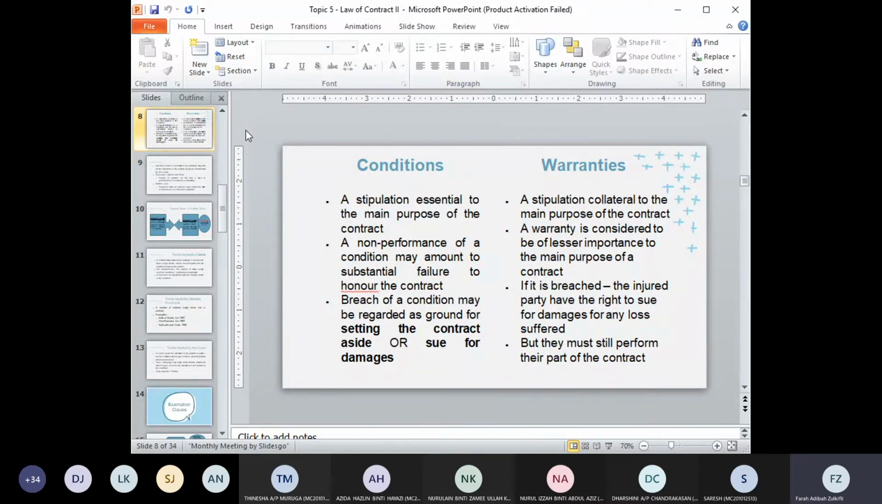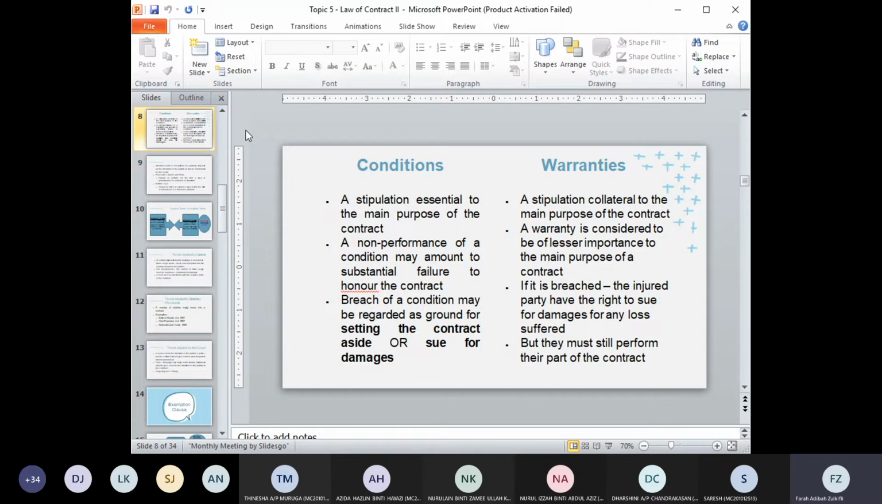If a clause in the contract is a condition, and it is breached, so someone failed to do the obligation under the contract, it can be a ground for setting the contract aside. Or it can also be a ground to sue for damages. So if it is a condition, you can discharge yourself from the contract. You can treat the contract as having come to an end, what we call discharging the contract. So you can just end the contract if it is a condition.